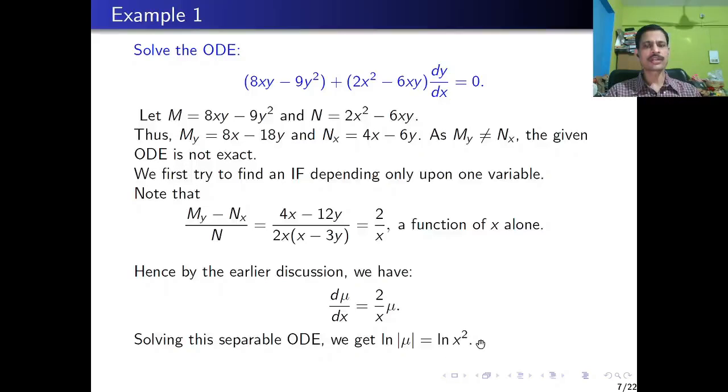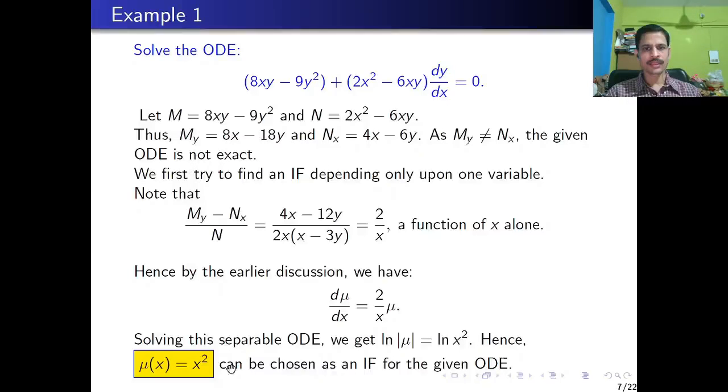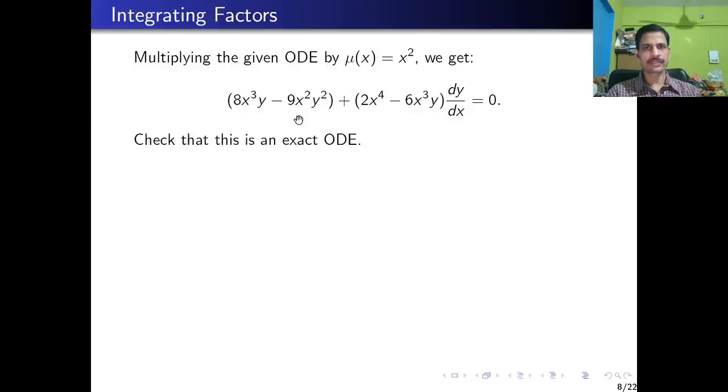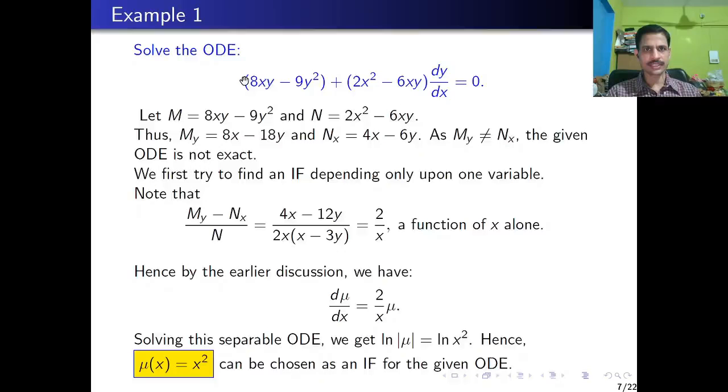We don't need the integration constant here, because anyway this integrating factor is going to be multiplied to the given differential equation to make it exact, and if you assume the constant to be 0, still it works. So we have the integrating factor here, mu(x) equal to x square. So we multiply the given differential equation, mentioned here in blue, with this integrating factor x square.